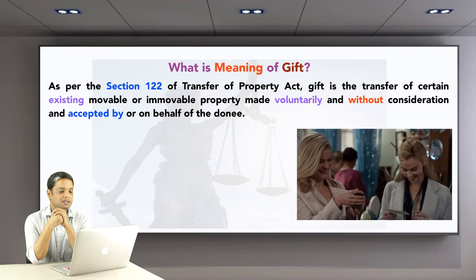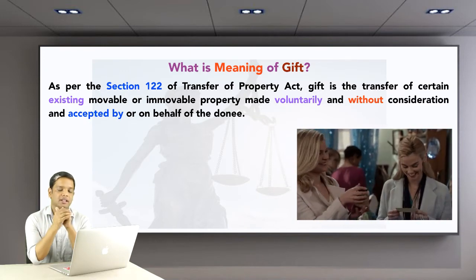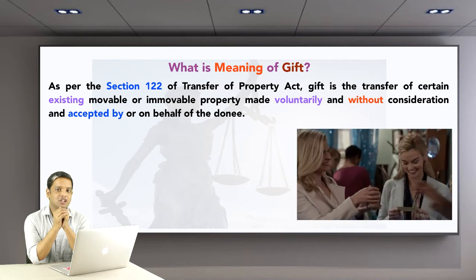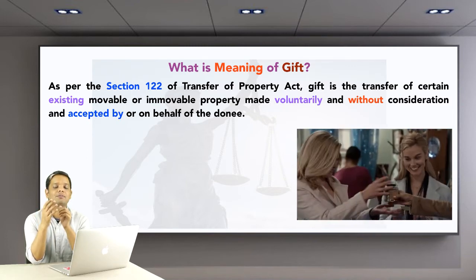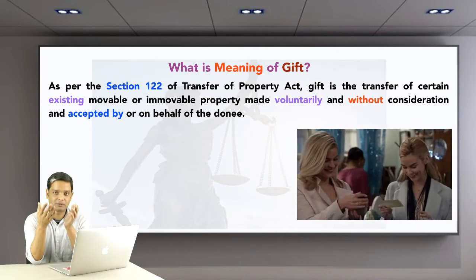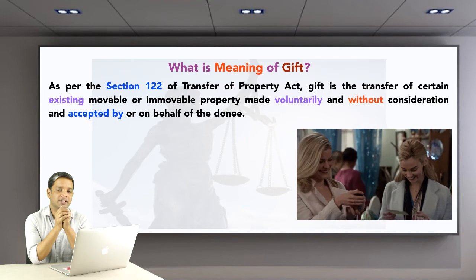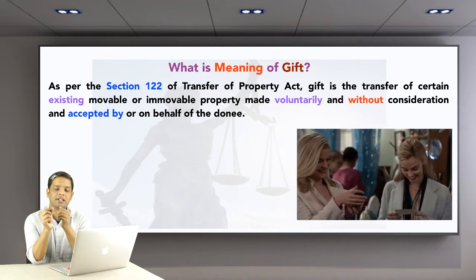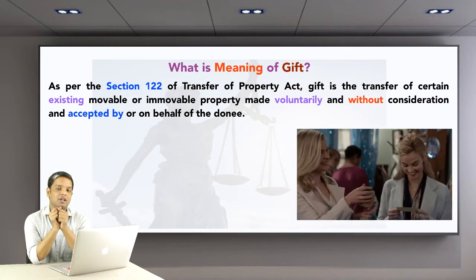So you need to focus on existing. The next one is saying that voluntarily. Now you need to focus on voluntarily. What is the meaning of voluntarily? You are gifting your property with your full consent or with your free will. It's not something like forced. If it is forced, then it is not valid. So it has to be with free will and without consideration.